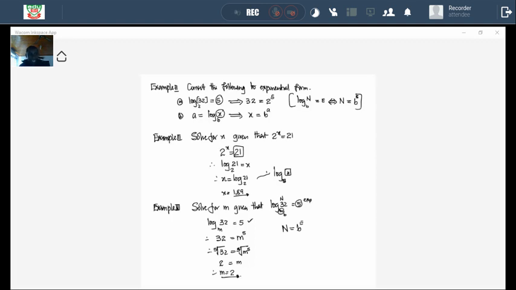Another keynote which is very important, and I'm going to carry forward in other lessons, is that the logarithmic form is the inverse of the exponential form and vice versa.